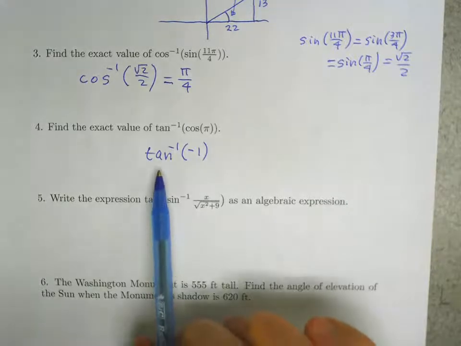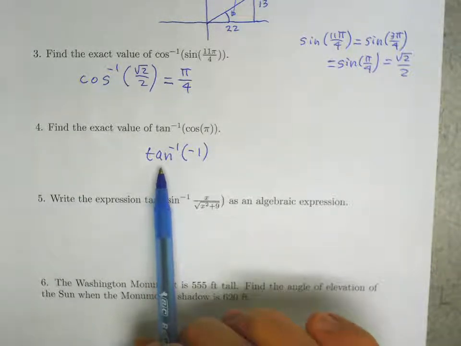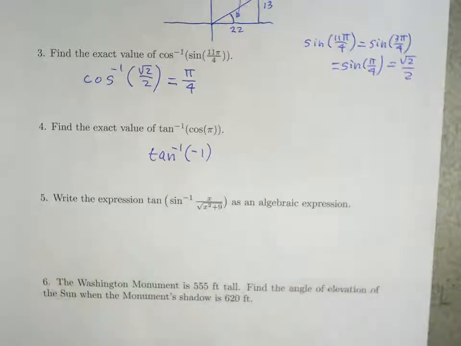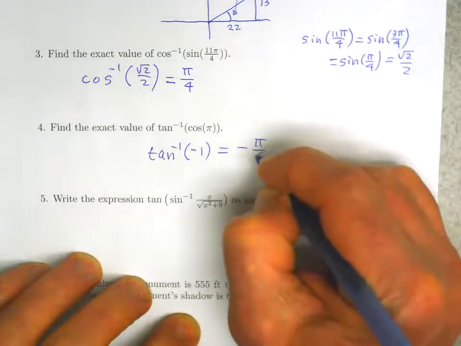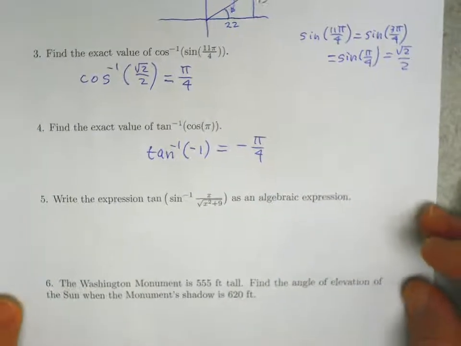The range of inverse tangent is between negative pi over 2 and pi over 2. So the inverse tangent of -1 has to be between negative pi over 2 and 0. So it's negative pi over 4.